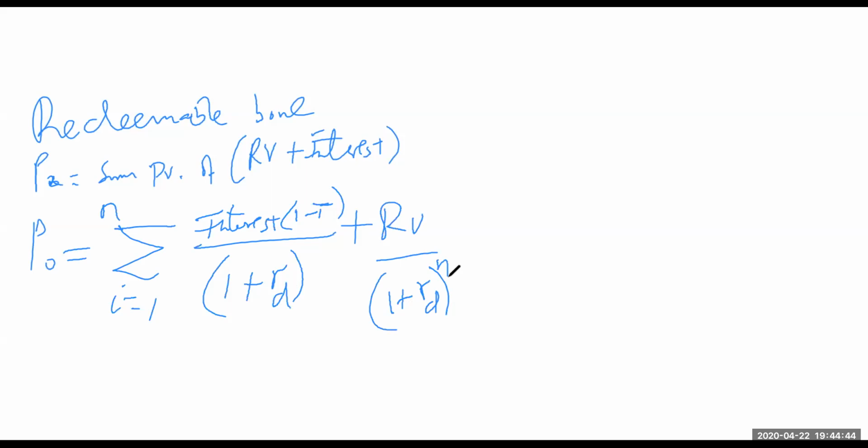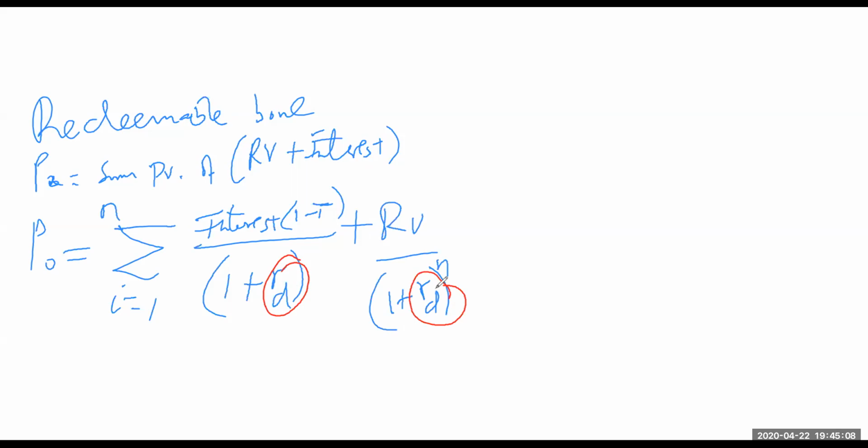Now we want to get the cost of debt. This is what we want to get for this particular bond. We have all the variables. We have the market value, we have the interest, we have the redemption value. So we need to get the RD. In this example, you cannot make RD, or the cost of debt, the subject of the equation. That won't be possible.